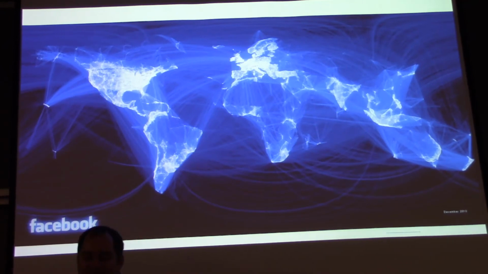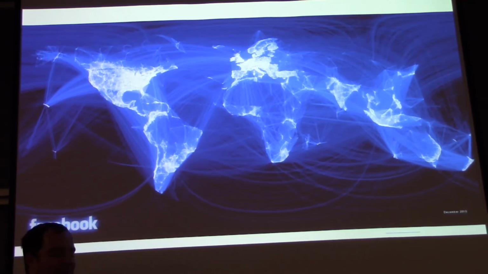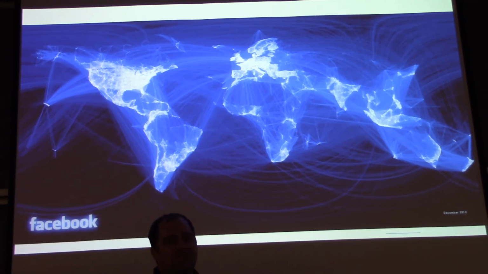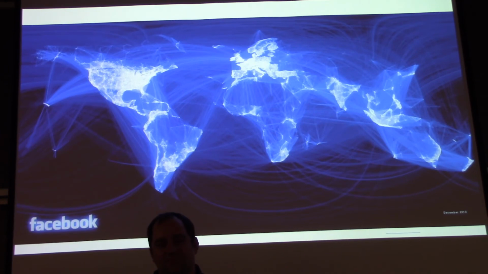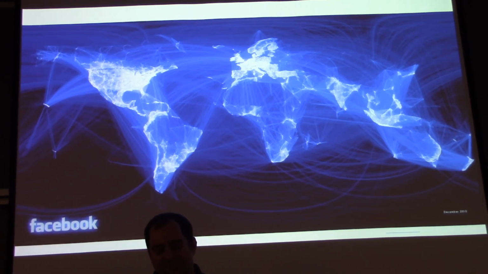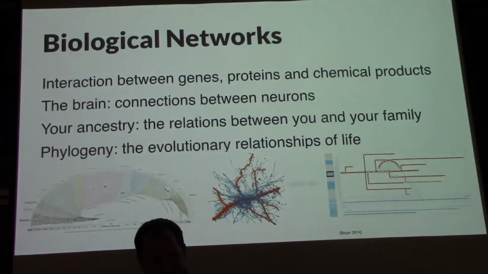Here is a graph of Facebook where the nodes are geolocated. What's an interesting thing about this network? Where's China? China isn't there, of course, because the internet doesn't allow Facebook there.